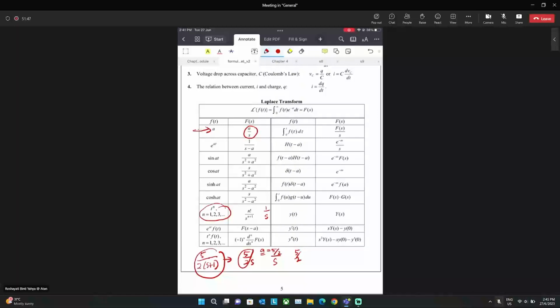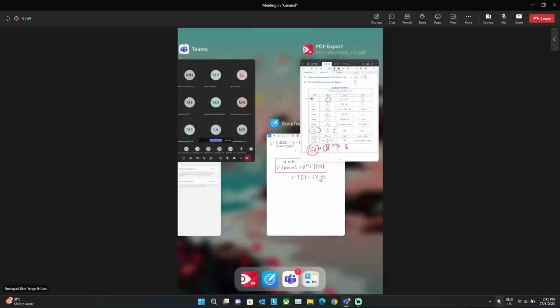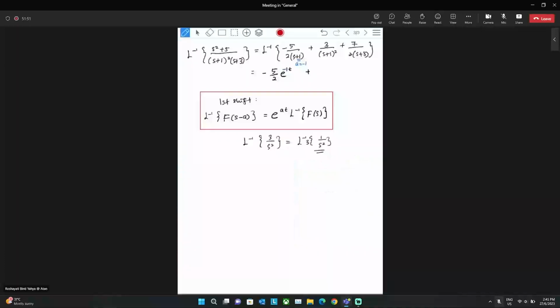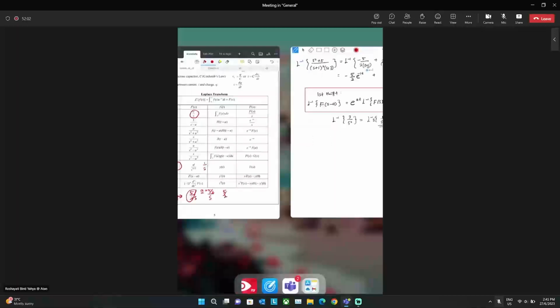ada tak? 3 saya salah sekejap. S plus 1 dia squared ke? Ada. Okay. 1, betul lah.